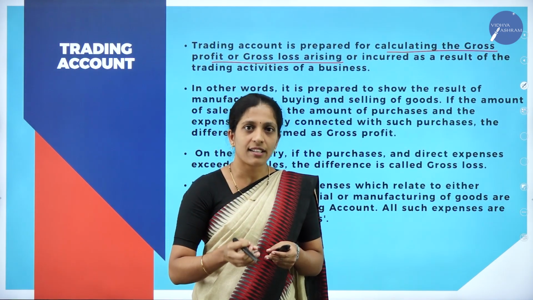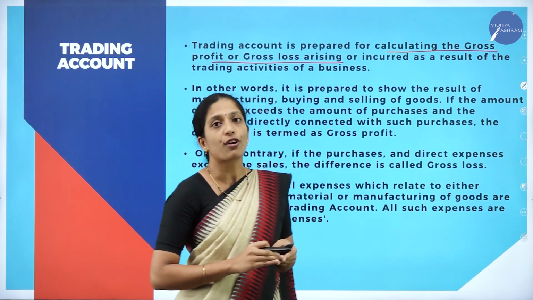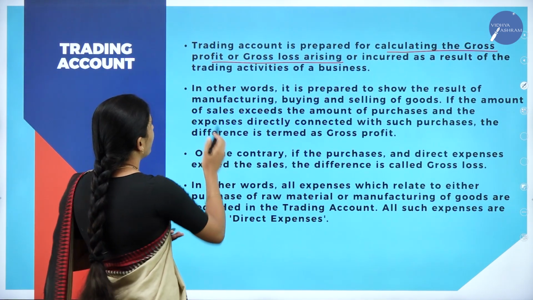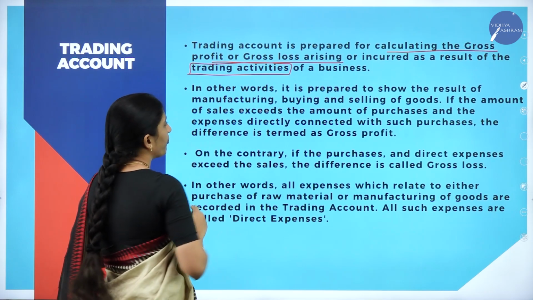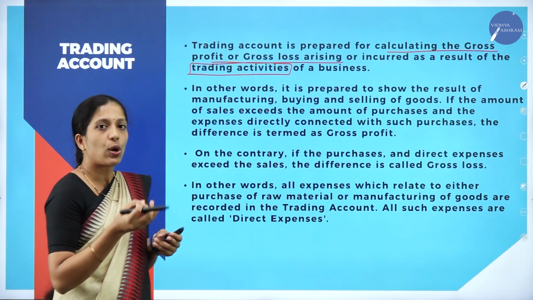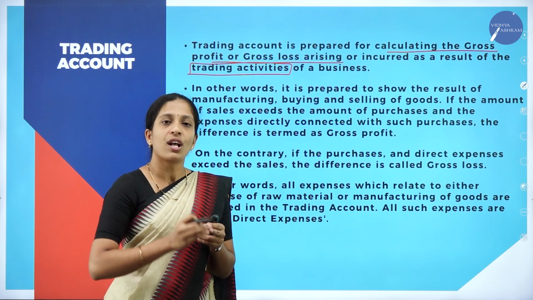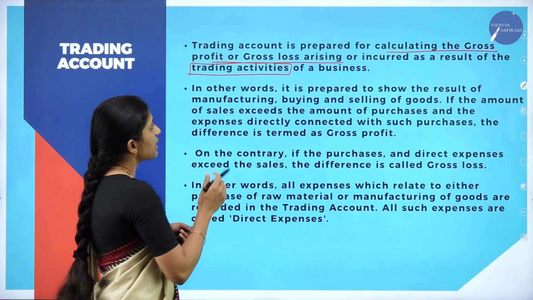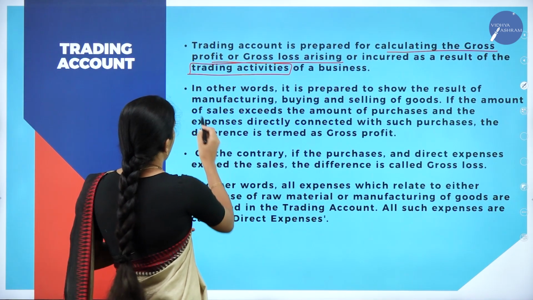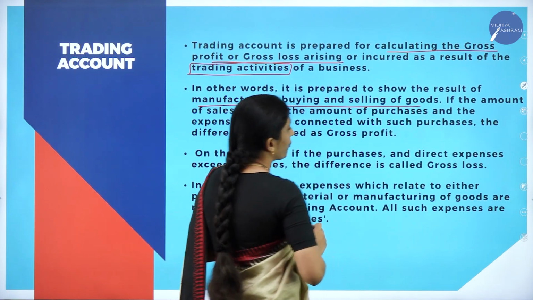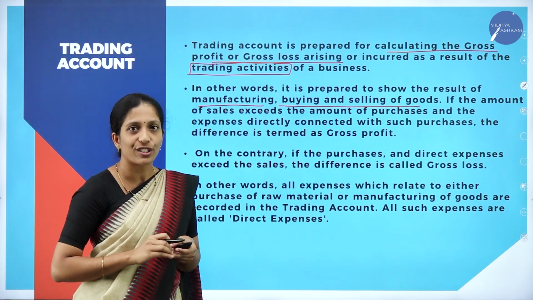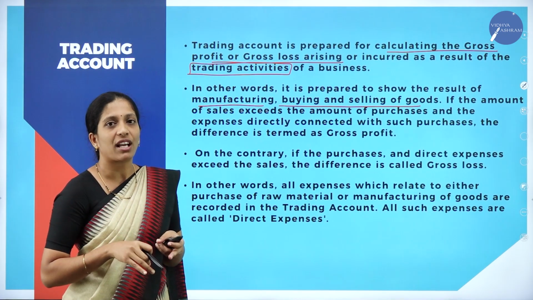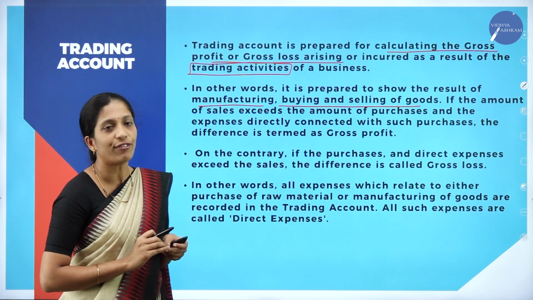So what is the intention of preparing trading account? To know the gross profit or gross loss of the business arising or incurred as a result of trading activities of a firm. So under trading account, we are going to take only the trading activities and find out what is the gross profit or gross loss of the business. In other words, it is prepared to show the result of the manufacturing, buying and selling of goods. So what type of activities we are going to take under trading account? That is trading activities. Under trading activities, we will come across manufacturing, buying and selling of goods.